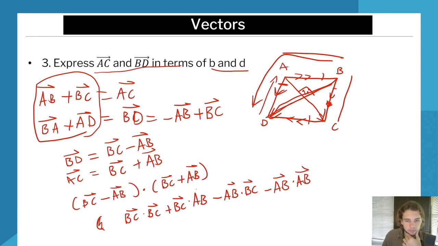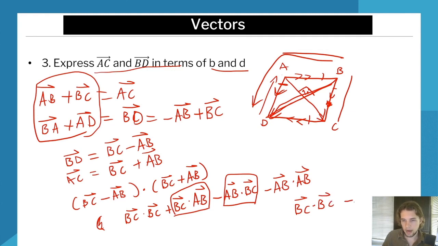Now, we should note that multiplication of the dot product is commutative. That means that these two are actually the same, or these two are the opposite, sorry. So this is the same as that. That means we can cancel these two out because this is subtracted by that. So we end up with B to C dot B to C minus A to B dot A to B.